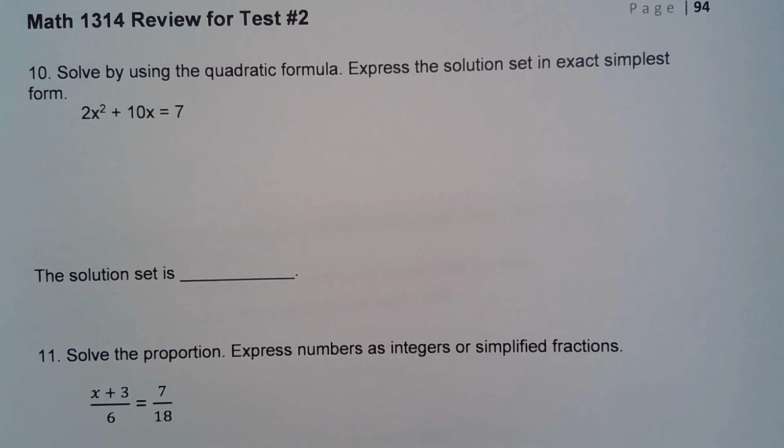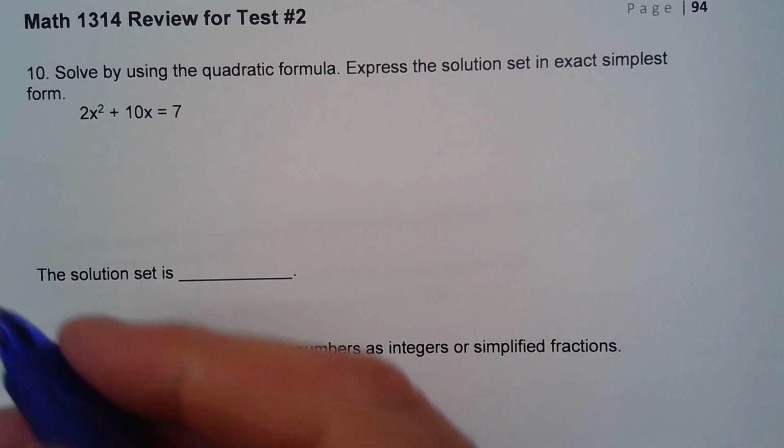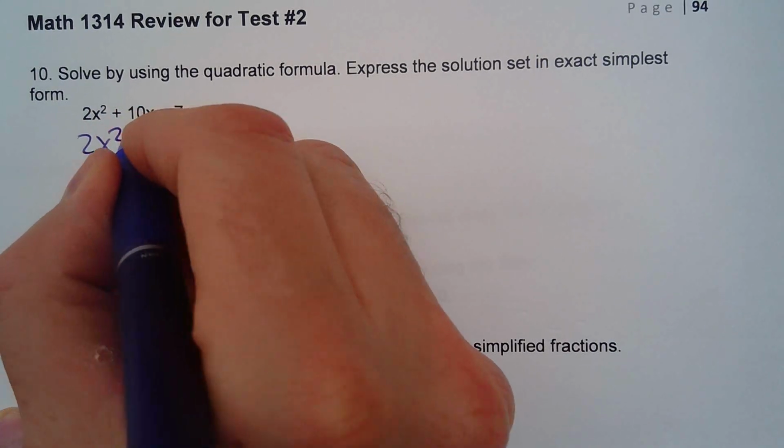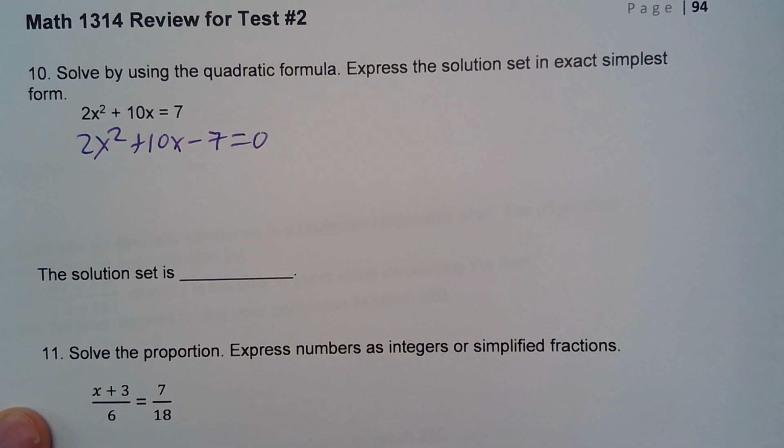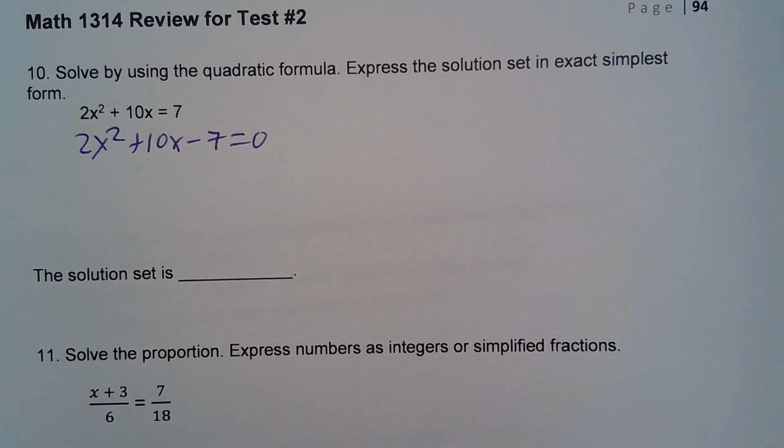So for problem number 10, we're again using the quadratic formula. So what I want to do is, again, I need to have it in the right form. So I'm going to need to subtract 7 from both sides. That's going to give us 2x squared plus 10x minus 7 equals 0. And so now I'm going to go and use the quadratic formula.